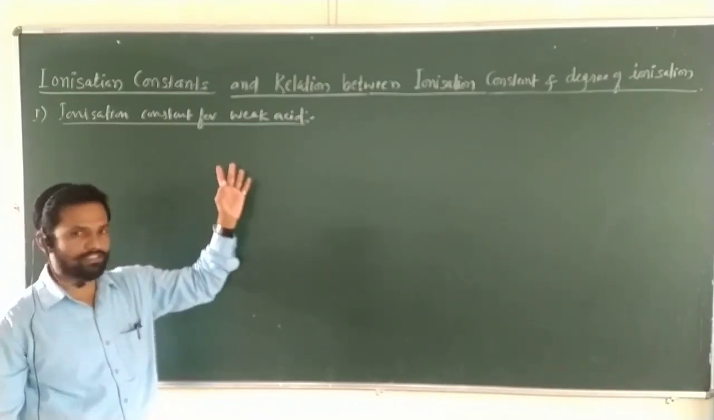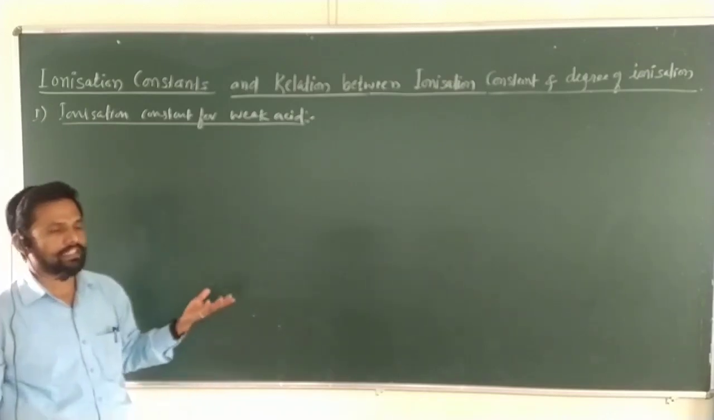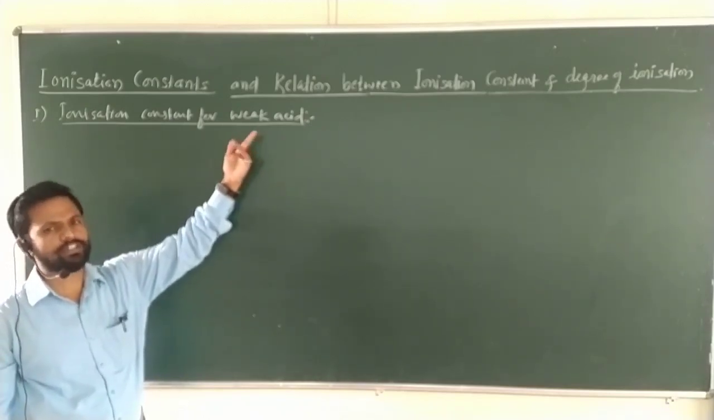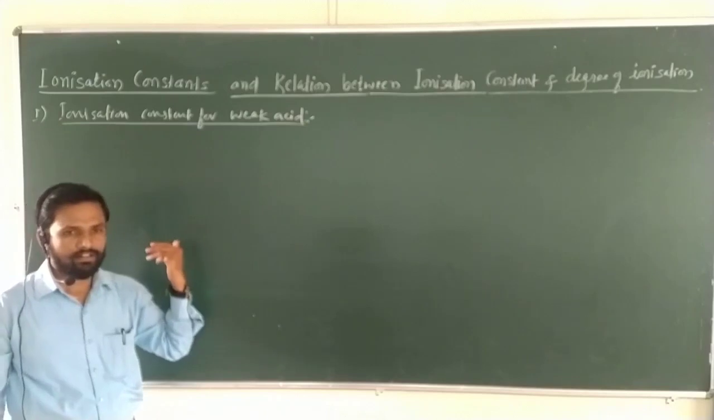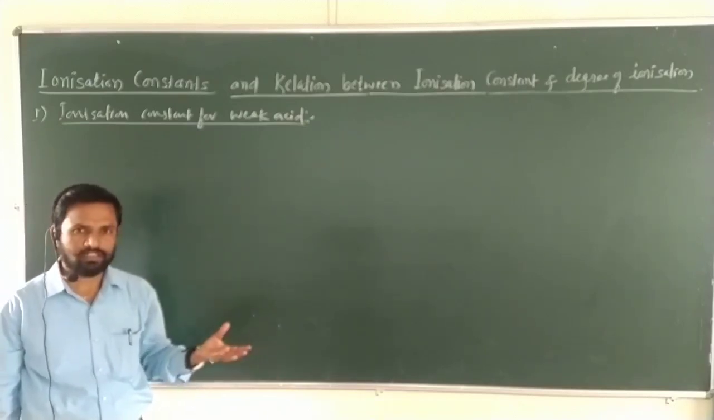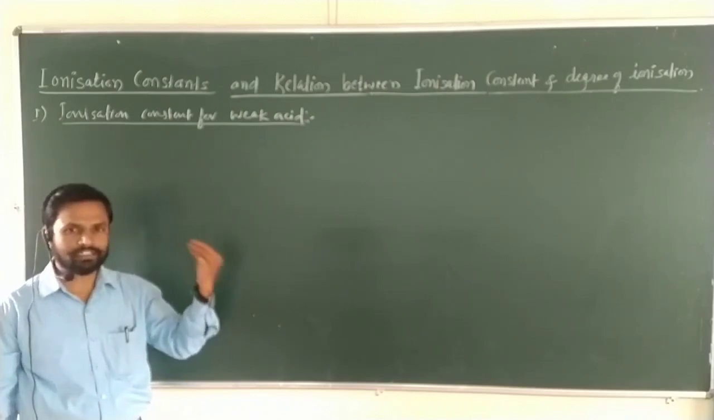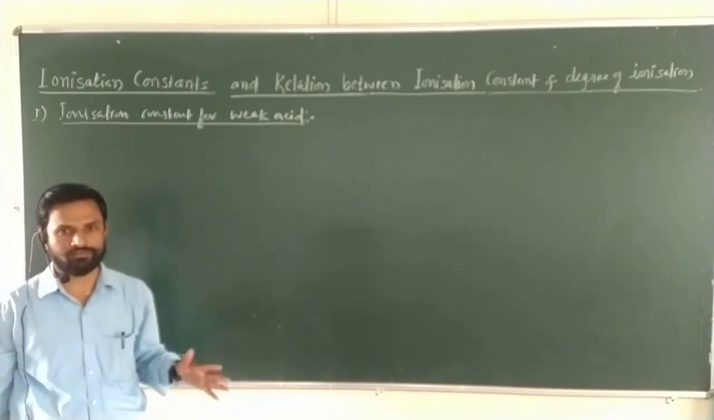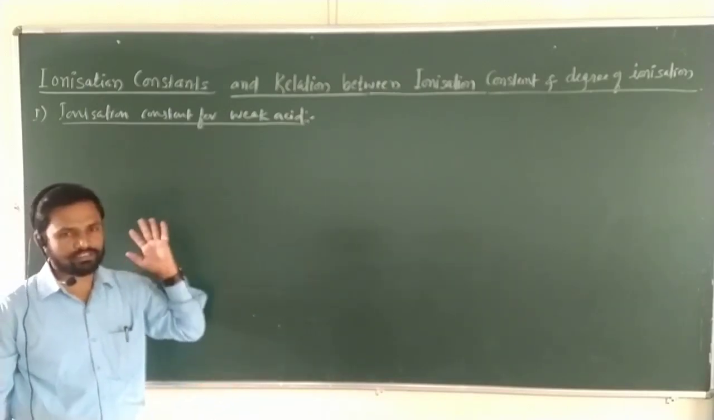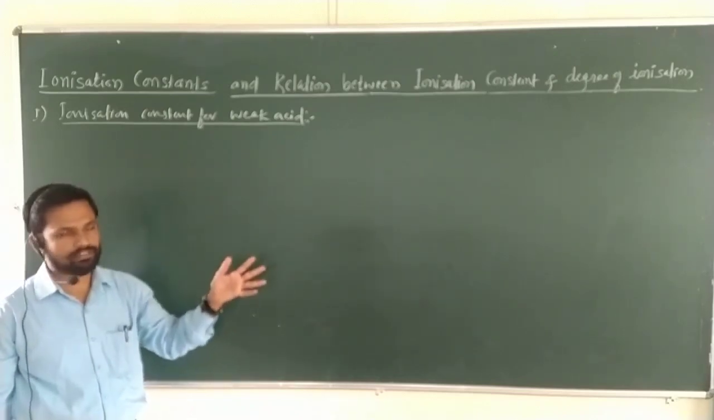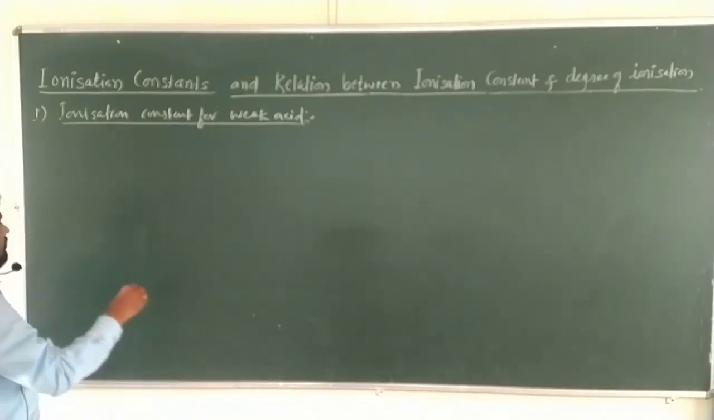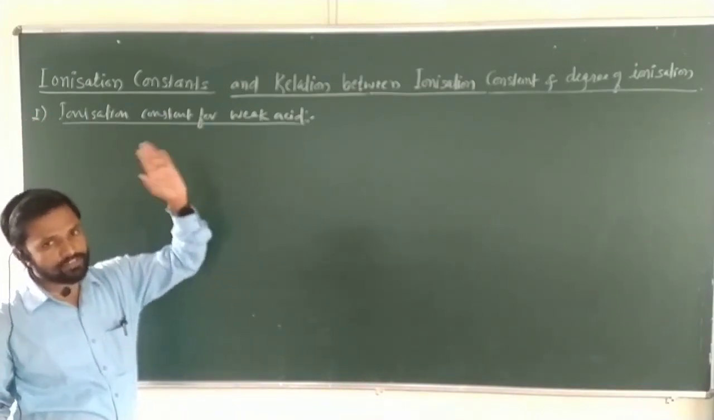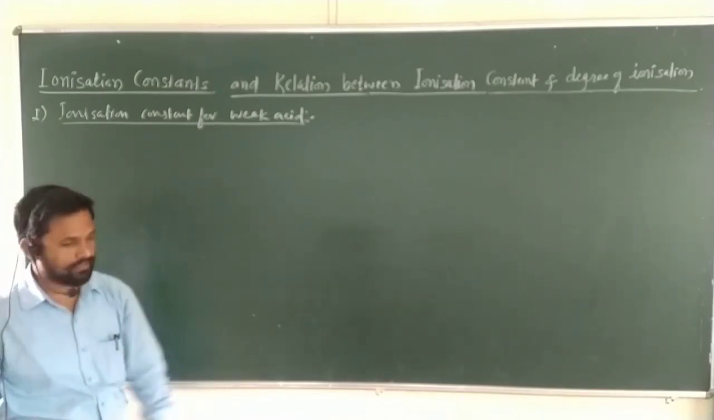First we have to understand what is meant by weak acid and weak base. Already we studied that a weak acid is a weak electrolyte, which is dissociated or ionized only up to a certain extent. Partially ionized means 5 to 10% of the electrolyte is ionized in its solution. Then how the ionization constant can be obtained, that we are going to study. First we start with the ionization constant for weak acid, and then for the weak base.